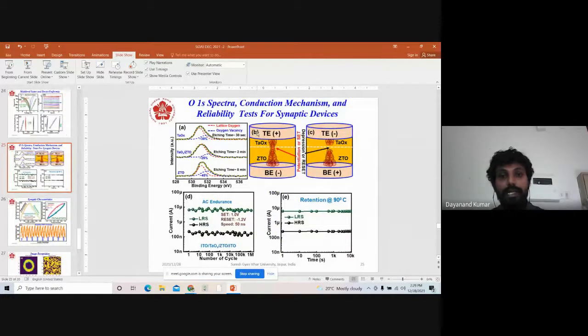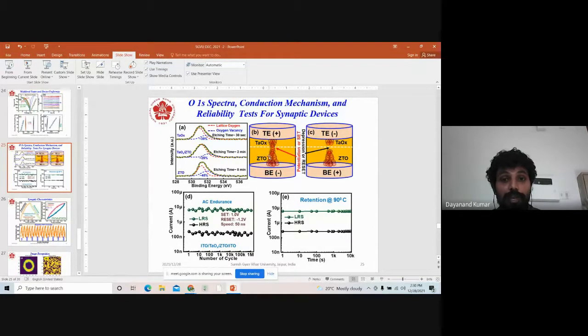Yes. Basically, in our case, the conductive filament is formed due to the oxygen vacancies. In the top TaOx layer, the oxygen vacancies are 38%, and the interface also matters, because we use XPS depth profile, from top to bottom. In the top, TaOx is 38%, the interface vacancies are 25%, and the bottom JTO is 45%.